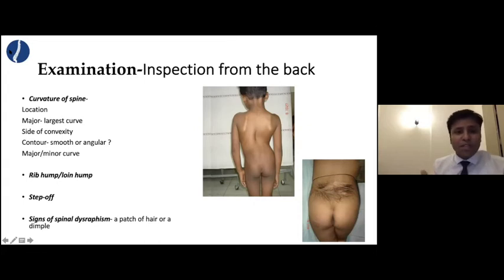What's the major curve? If it's a compensated scoliosis, there will always be a minor curve, but that again will be minor and will be less visible. Can you see a rib hump? Can you see a loin hump? Is there a step off? Spondylolisthesis sometimes itself can trigger scoliosis. In those cases, many times you just need to fix the spondylolisthesis and the scoliosis corrects itself. Look for signs of spinal dysraphism. Is there a patch of hair or a dimple or a sinus?